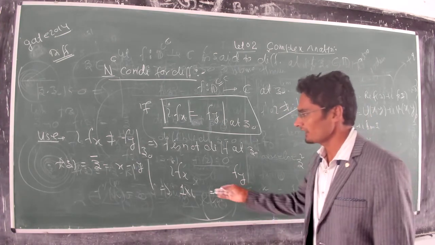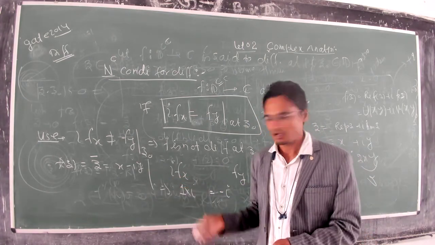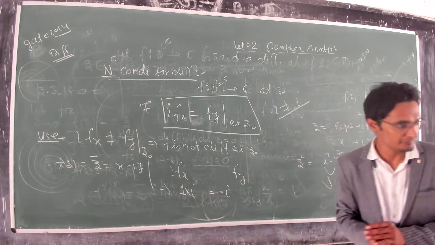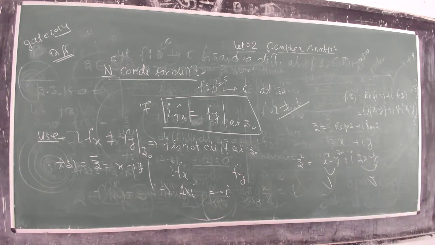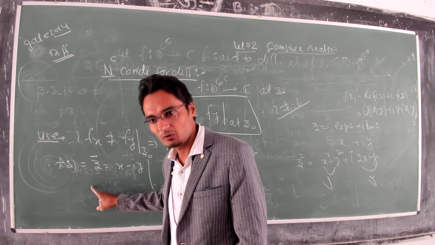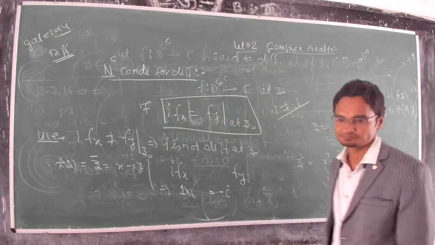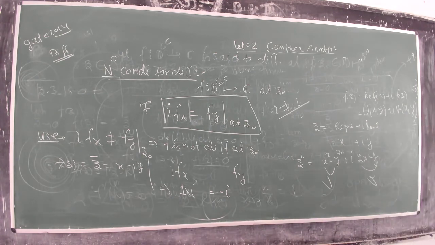This implies that at which point? Everywhere, iota f_x and f_y are not same. Therefore, this function is nowhere differentiable. That's what we had seen. Any doubt?